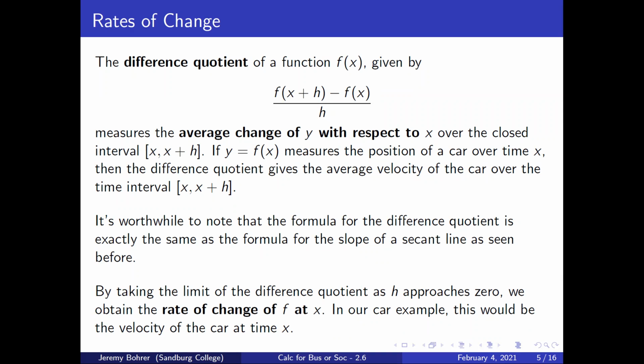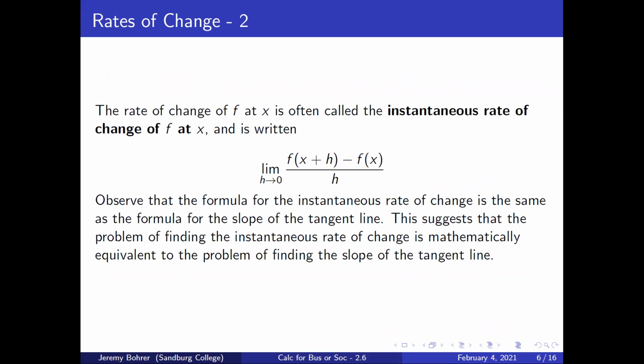It's worthwhile to note that the formula for the difference quotient is exactly the same as the formula for the slope of a secant line as seen before. By taking the limit of the difference quotient as h approaches 0, we obtain the rate of change of f at x. In our car example, this would be the velocity of the car at time x.